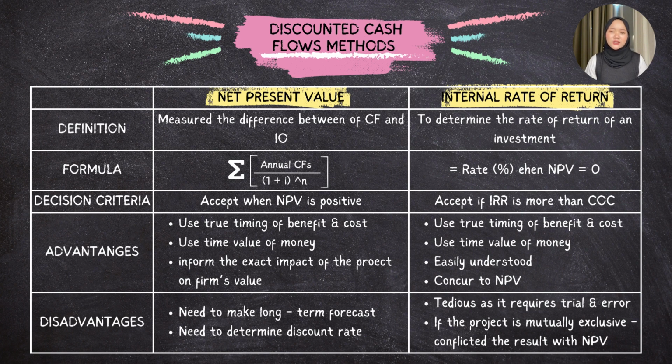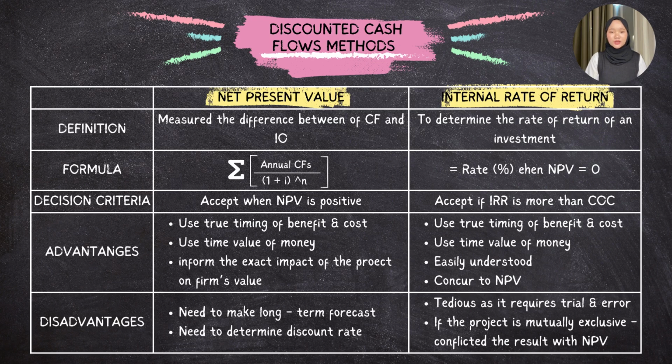Like NPV, it considers the timing of benefits and costs and uses the time value of money. Plus, in most cases, it aligns with NPV, giving you consistent results. However, IRR isn't perfect either. It can be tedious to calculate since it often requires trial and error. And if you are comparing mutually exclusive projects, IRR might give conflicting results compared to NPV.